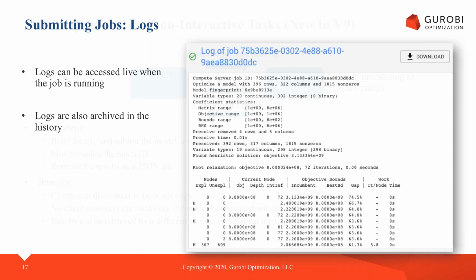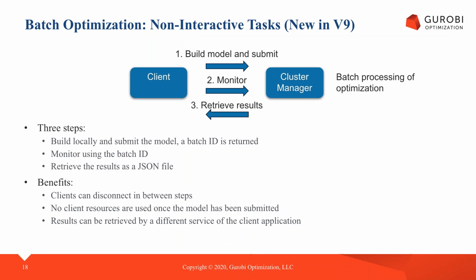In V9, we have introduced a new mode called batch optimization. It's a way to run non-interactive tasks. In this mode, you need to follow 3 steps. In the first step, you build a model and you submit. Then the cluster manager will return a batch ID. The batch ID is then used to reference your request, and you can monitor the status of your batch. When the batch is completed, you can retrieve the results as a JSON file.